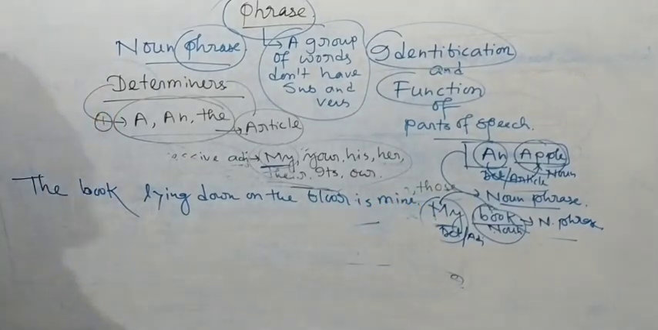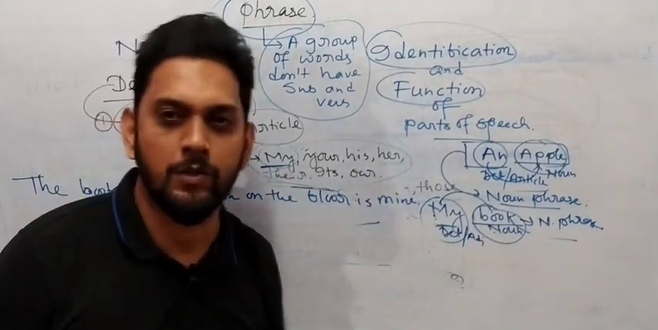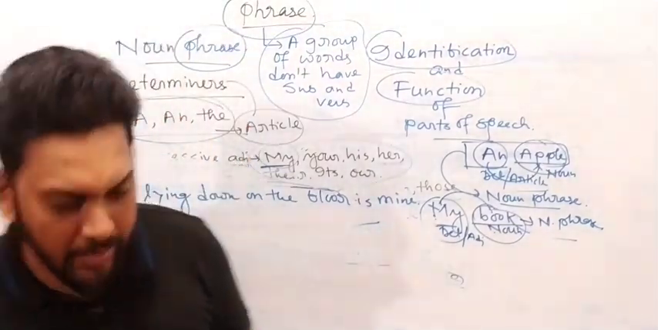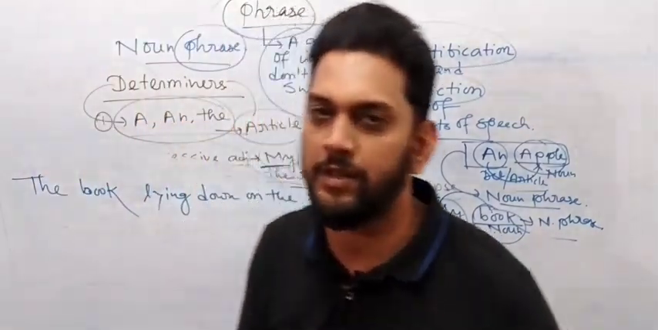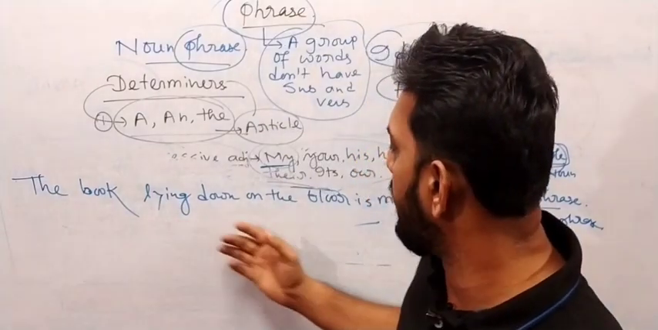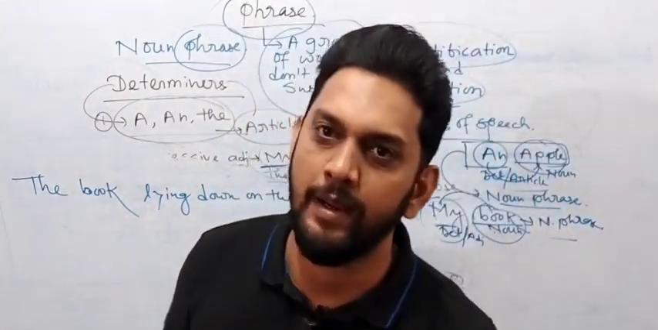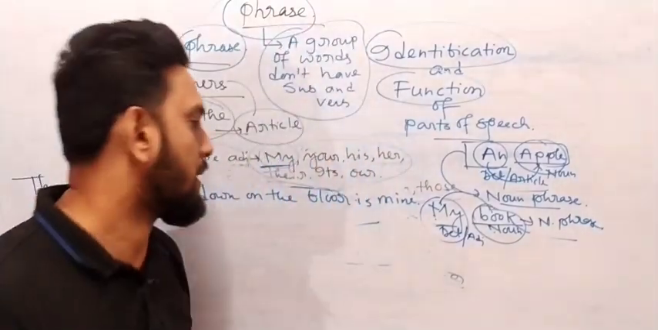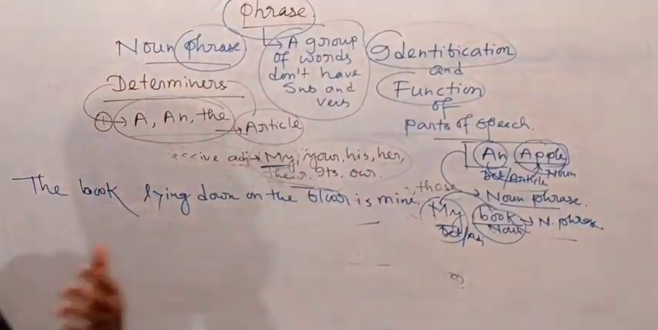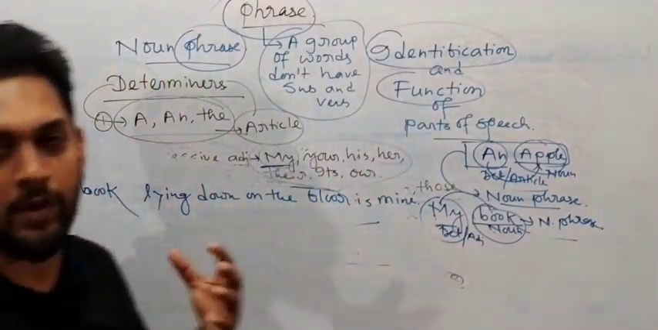Okay, the book lying down on the floor is mine. So please figure out where the adjective phrase is in this sentence. The book lying down on the floor is mine. This sentence is given to you. Now find where the adjective is in this sentence. Can you find it? I hope that the maximum number of students already got the answer.